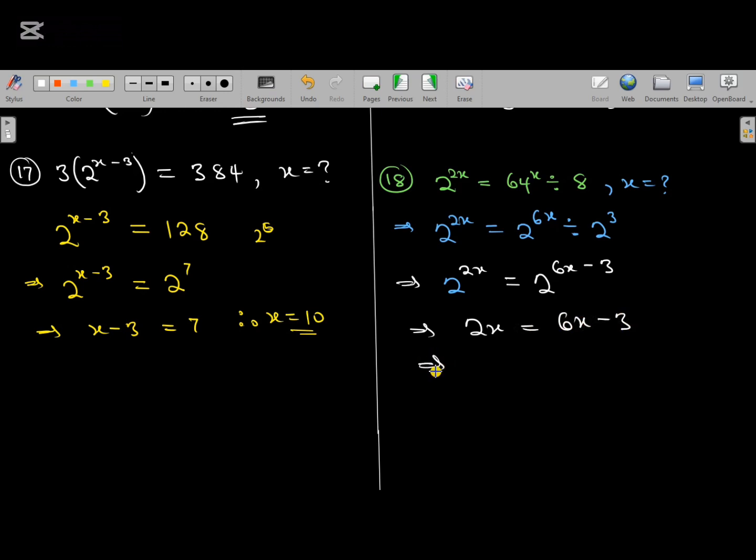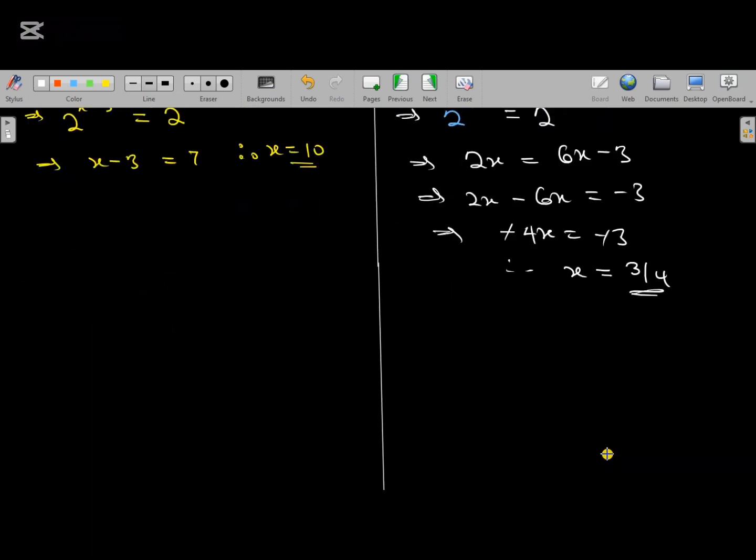So what do you think there? Collect like terms. Okay, so if I bring 6x this way, this is going to be minus 4x is equal to minus 3. And therefore, of course, minus will cancel minus. If you divide both sides by 4, you will get 3 all over 4 as the value for x. Okay. So we move over to 19.